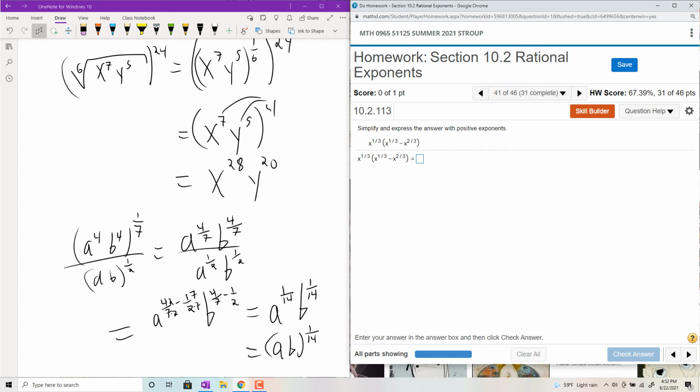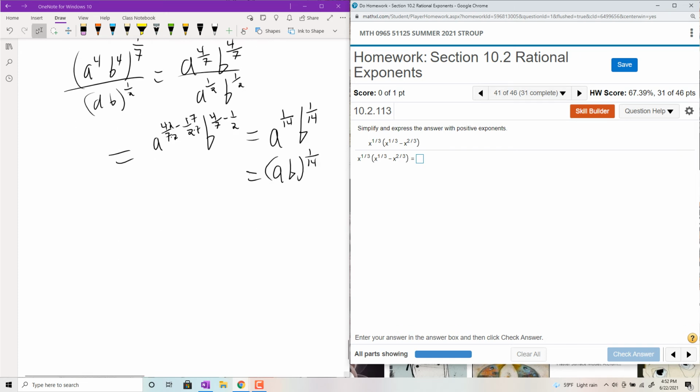Okay, distribute. So we'd get x to the 1/9 minus x to the 2/9. There's really not much anything you can do with that.